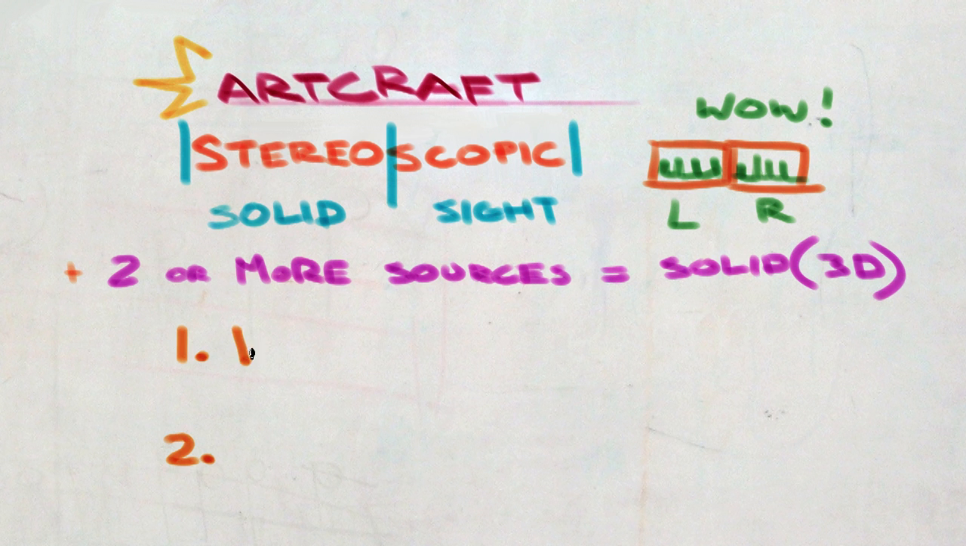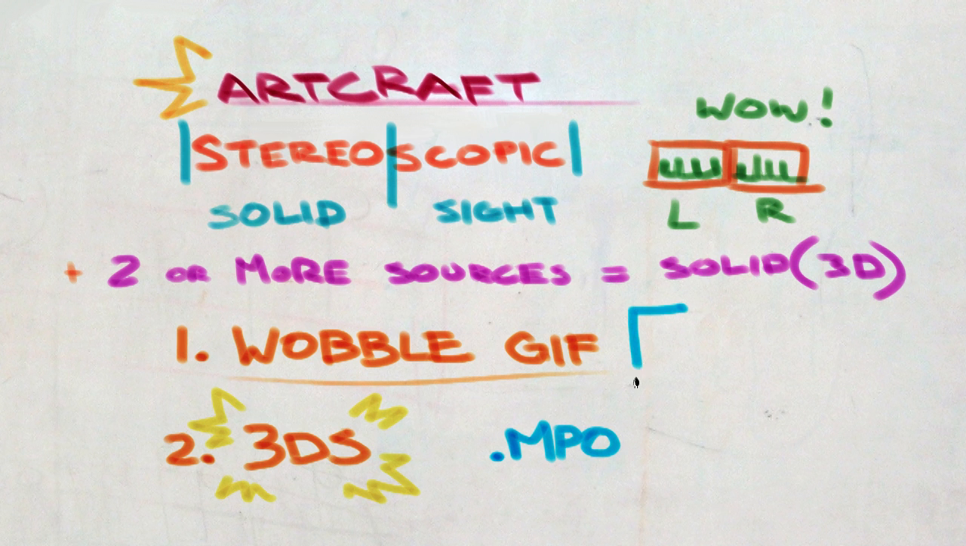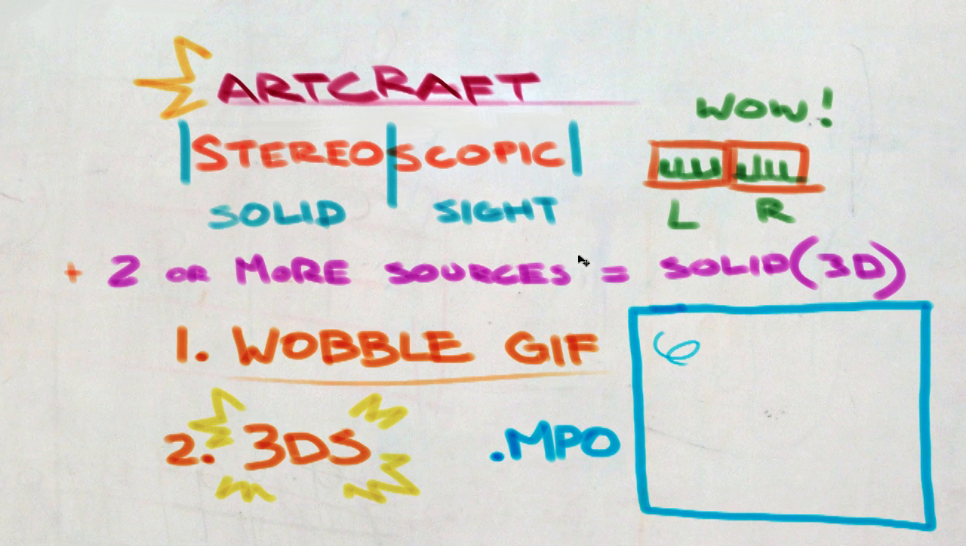So there's a couple interesting ways we can do this on a computer or on a screen like this. And the first is by making a wobble GIF, and that just means you're taking the left and right image and swapping them back and forth. And it's not really that exciting. But the second, more exciting way that I can show this stuff off to you is by using a 3DS. So I'm sorry if anyone here doesn't have a 3DS, but maybe you can go steal one from your little brother or find a way to use one for this video.